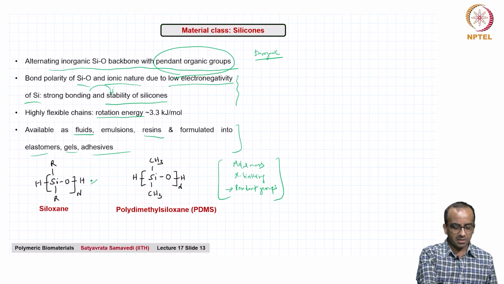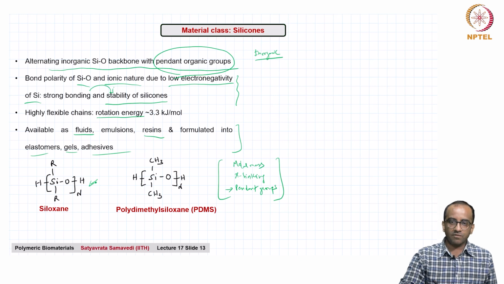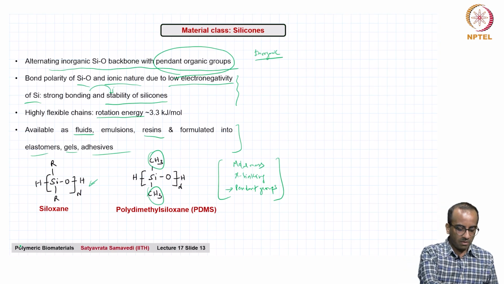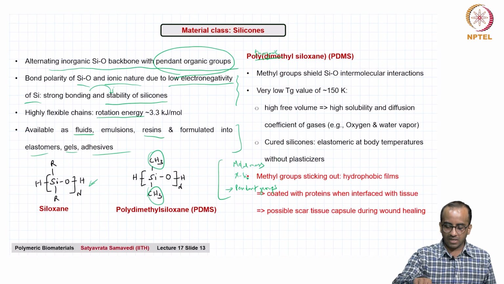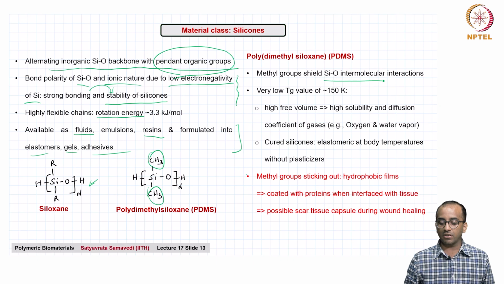So shown here is a generic structure of a siloxane. One specific version of this is polydimethyl siloxane or PDMS, which has this dimethyl group sticking out from the silicon. Now we will look at PDMS in slightly more detail because that has some important biomedical applications. The methyl groups that stick out from the silicon shield the Si-O intermolecular interactions, as a result of which PDMS has some very unique properties.